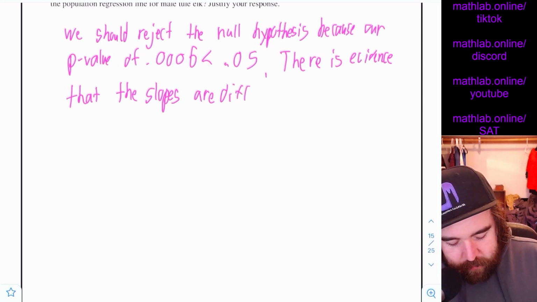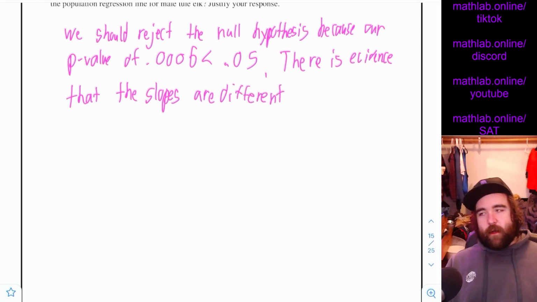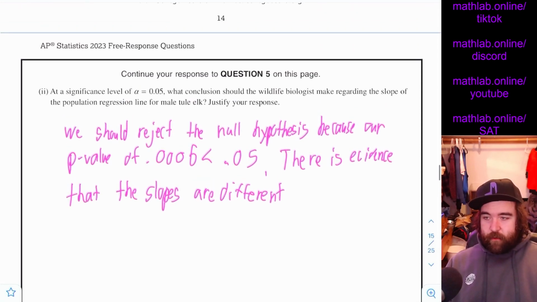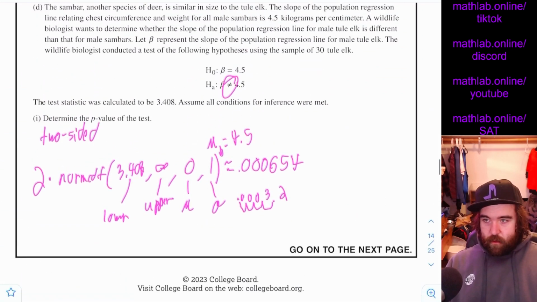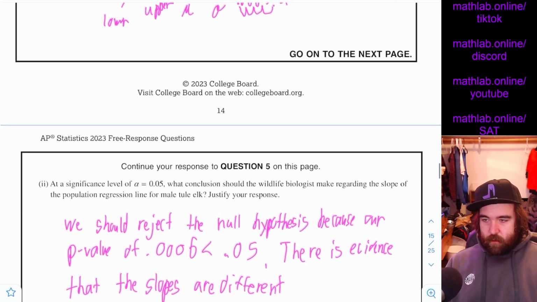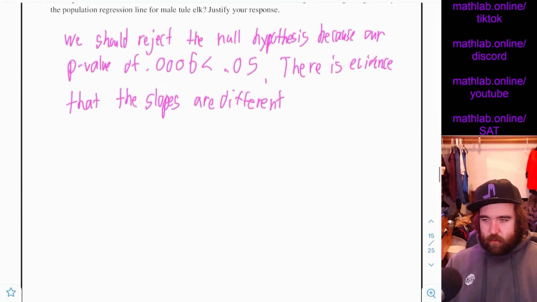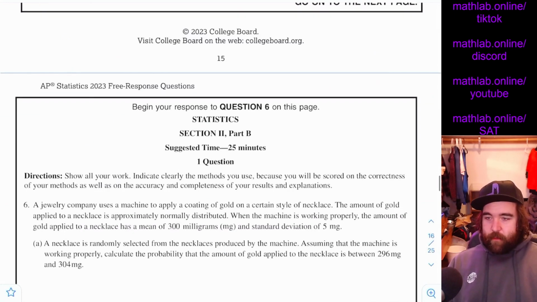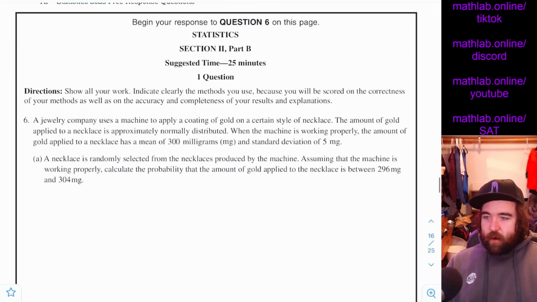I kind of think I did it wrong, though. I feel like they wanted it, if you just did it one-sided, they wanted there to be a significant result, but if you did two-sided, they wanted it to not be significant. I think. Or something like that. Well, shouldn't that go the other way? Anyway, I think we're good on that. That's great. Now we're on to 6.